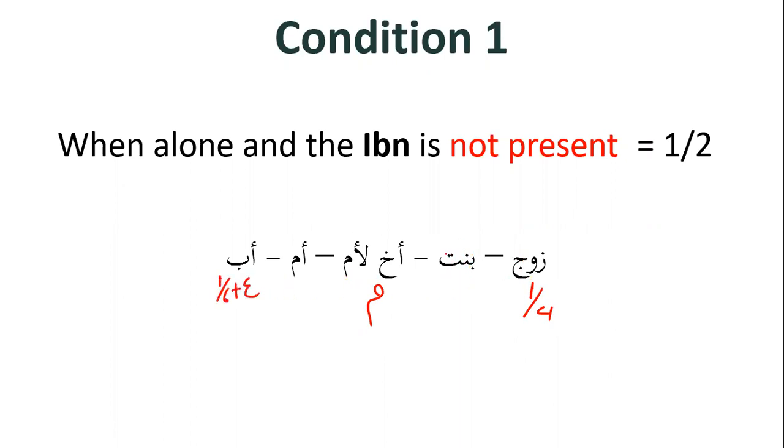Now the question arises, which is the topic of today, the Bint. What does the Bint over here get? So let's see the condition. When alone. Is the Bint alone over here? Yes, there's only one of them. So the Bint is alone. There's not 2 or more. And the Ibn is not present. Nowhere in this scenario can you see the Ibn. And therefore, underneath the Bint, we will write half.